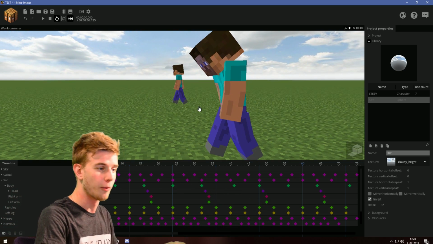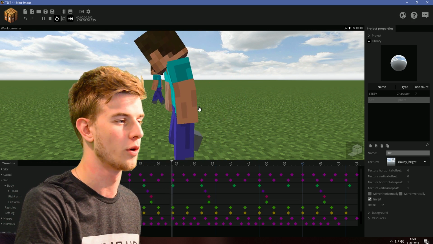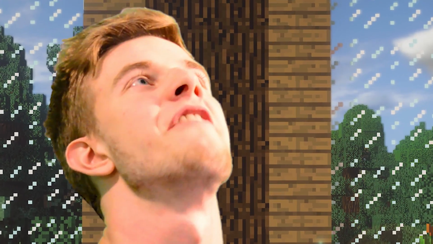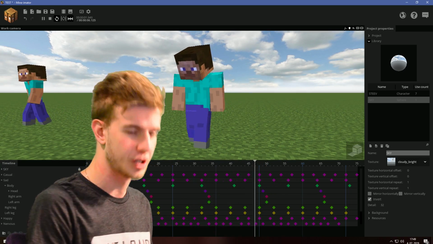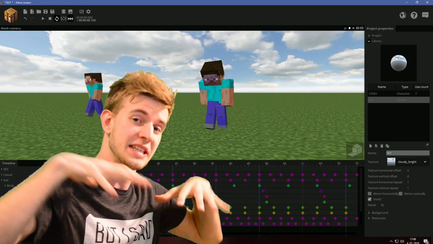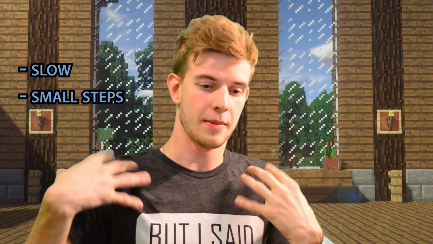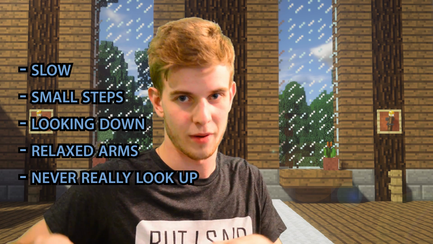The arms now bend way less because they're very relaxed, just swinging back and forth. They're barely bent at all because he just doesn't care. He has given up on life. Depression! When he is looking around, the head barely tilts upward, just enough for him to catch the glance because he's still facing downwards. So for sadness, make it slow, small steps, make him look down, relax the arms, and even when he's looking up, he should still be pretty much looking down.